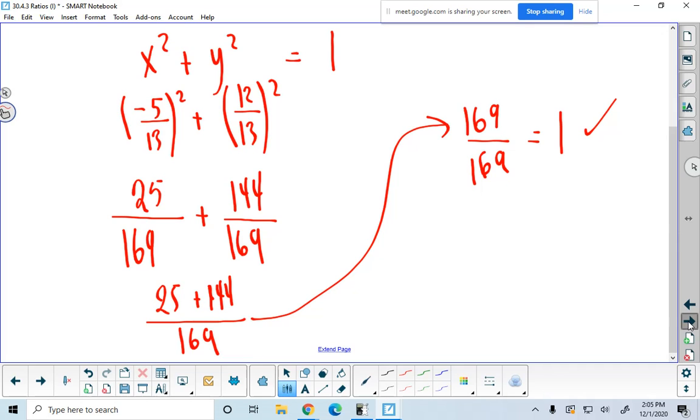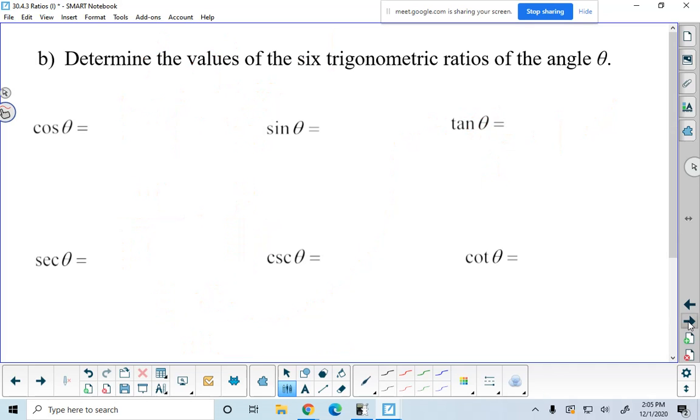If we know it's on the unit circle and you're asked to determine the value of these 6 ratios, if it's on the unit circle, cosine is the x coordinate, sine is the y coordinate, tangent is y over x.